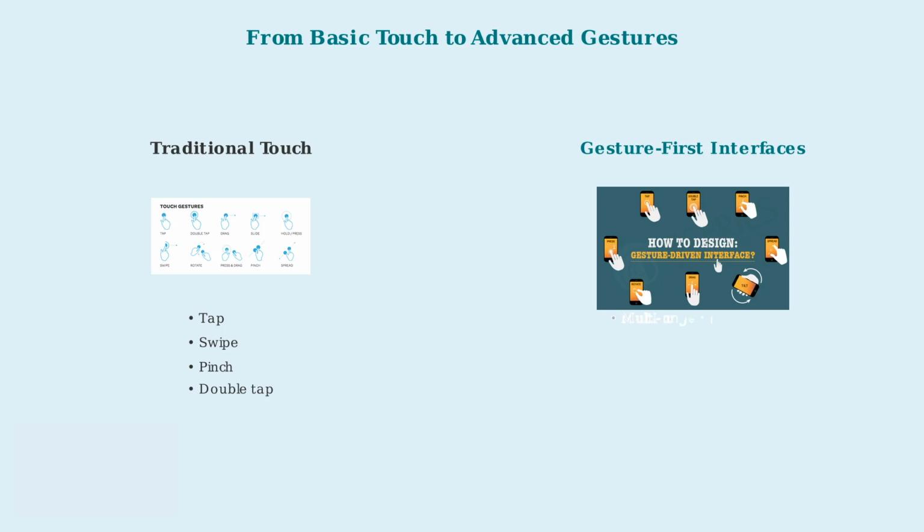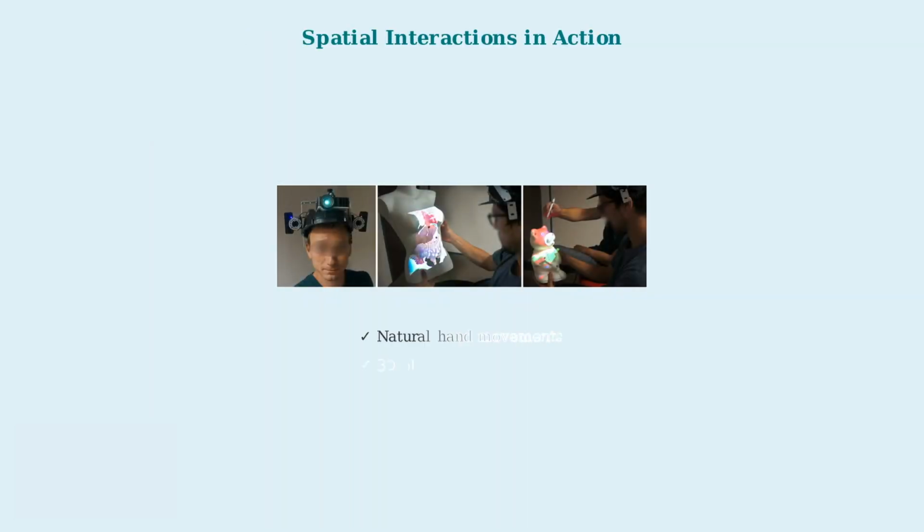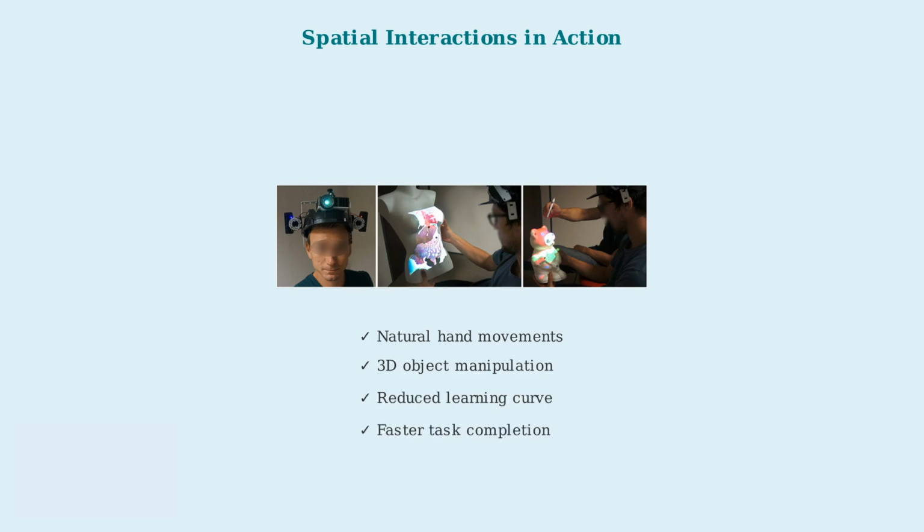Gesture-first interfaces expand this vocabulary dramatically. They recognize multi-finger combinations, spatial hand movements, and even air gestures, allowing users to perform complex actions with natural, intuitive motions. Facial interactions take gesture recognition into three-dimensional space. Users can manipulate virtual objects with natural hand movements, point at distant elements, and perform actions that mirror real-world interactions. This creates more intuitive and efficient workflows.